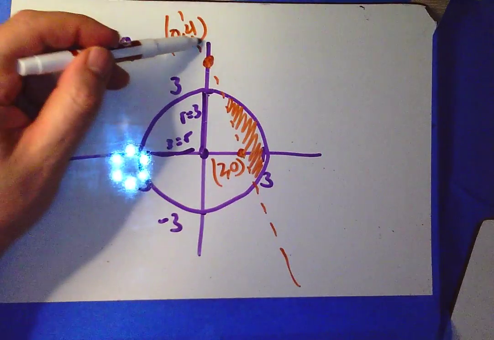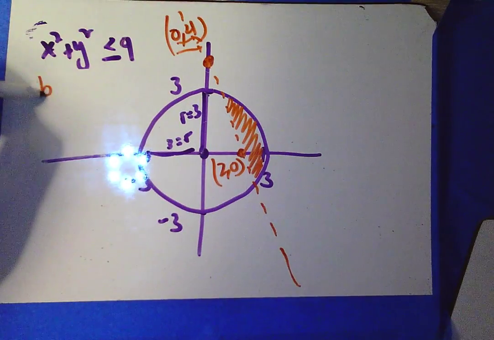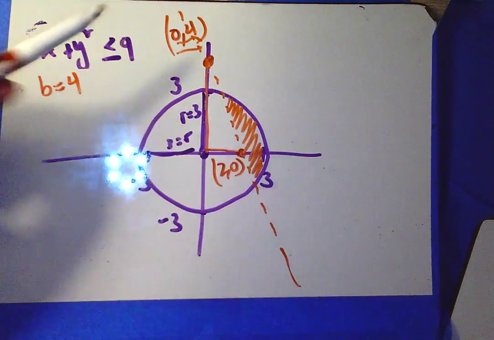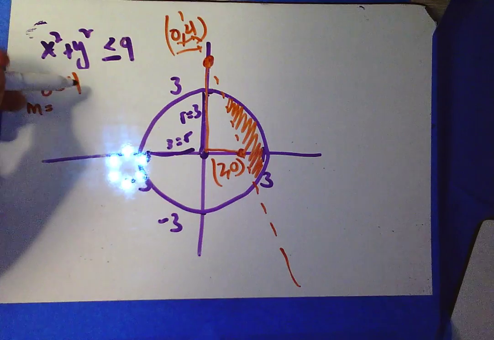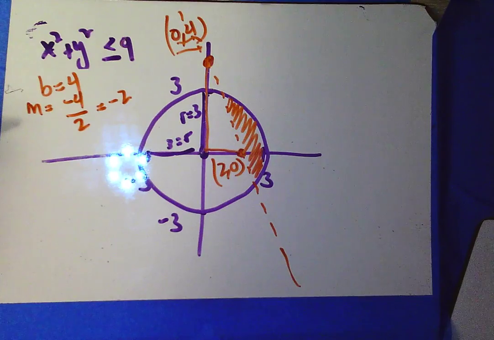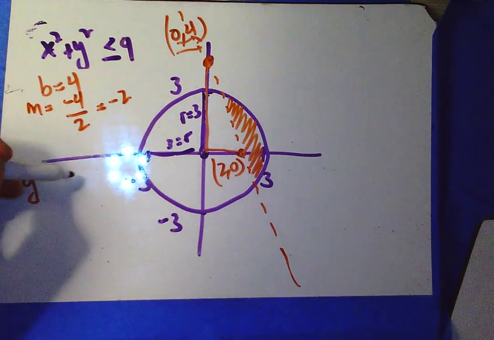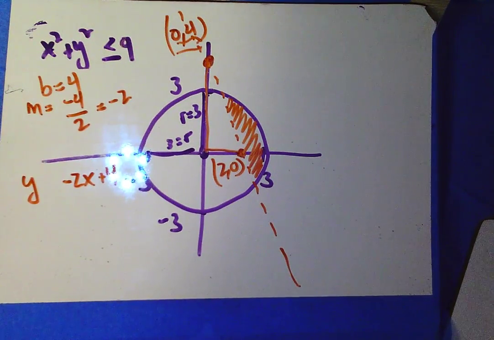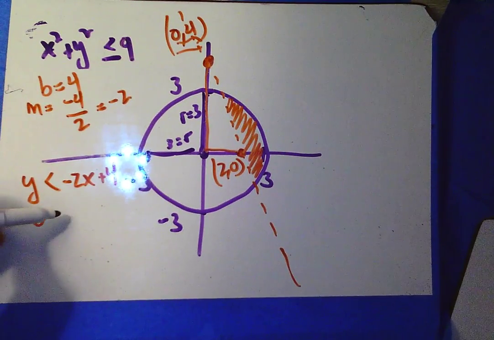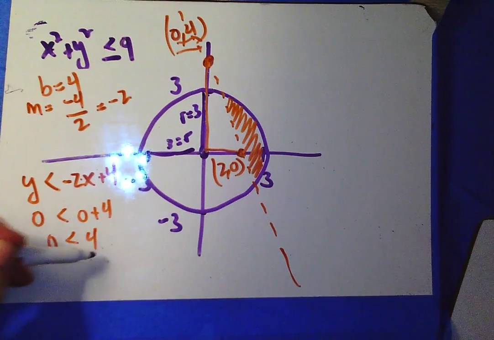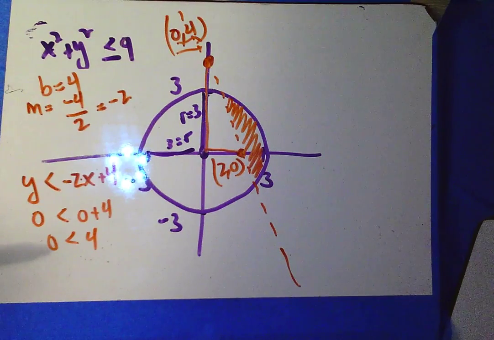Well, the line has a y-intercept of 4, so I know my b value is 4. And what about the slope? I go down 4 and over 2. Slope is rise over run. Down 4 over 2 is negative 2. So I can write then y and negative 2x plus 4. But again, which inequality symbol should I use? Should I use this one? Well, if I plug in 0, 0, I get 0 is less than 0 plus 4. Is 0 less than 4? Why, yes, it is. Huh.